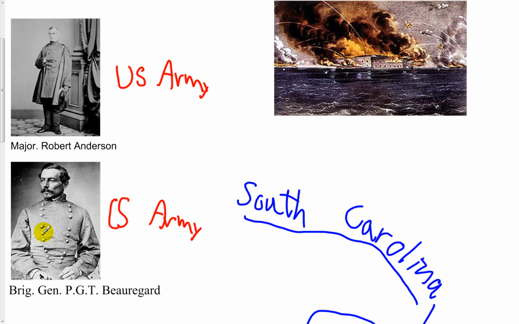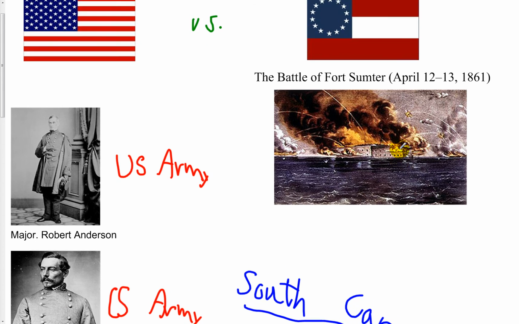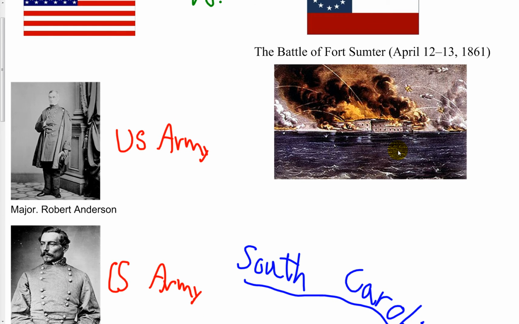And eventually, the South Carolina or the Confederate Army, the CS Army, just didn't want to wait anymore. So on April the 12th to April the 13th, in 1861, they started and commenced the attacks.